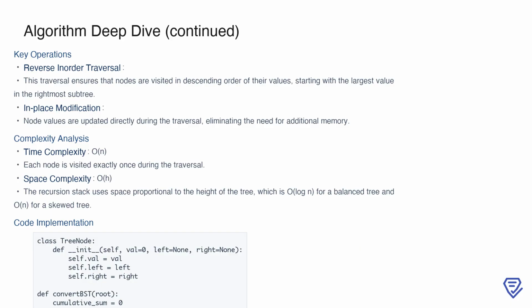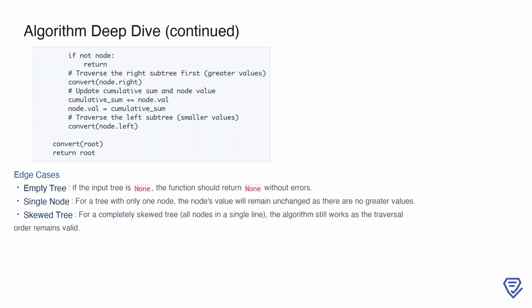The accompanying code implementation begins by defining the TreeNode class and the main function convertBST. Inside this function, we initialize the cumulative sum to 0 and then define the recursive helper function convert. The recursive function convert starts by checking if the current node is null. If it is, there's nothing to process, so we return immediately.